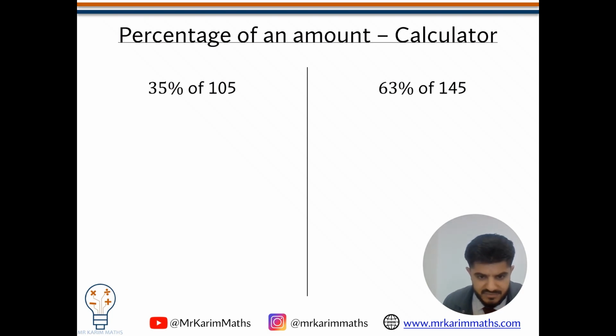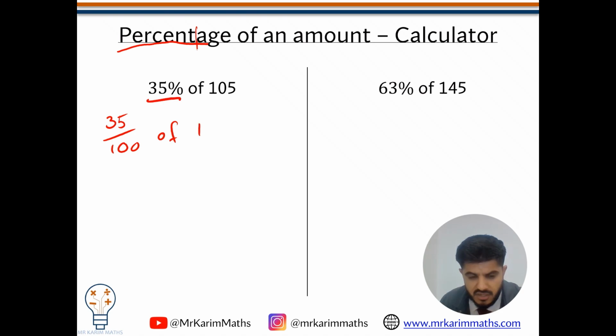Before we get into that method, what I want to discuss first is this word here, percent, just that part of it. What does the word percent actually mean? Well, percent means for every 100 or out of 100. If we take a look at this 35%, that's basically the same as saying 35 hundredths of 105, which basically translates to 35 over 100 multiplied by 105. That's what we're essentially trying to work out.